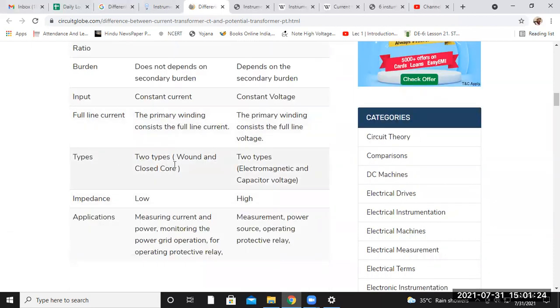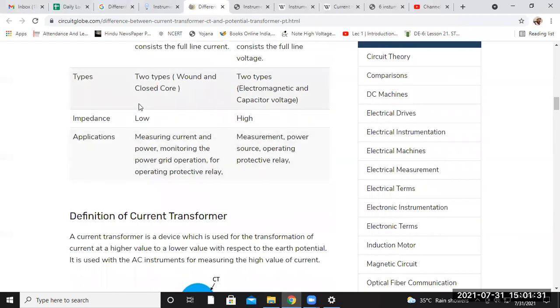Types: there are two types, wound and closed core. For the potential transformer, two types, electromagnetic and capacitor voltage. Impedance: it has a low value of impedance in the current transformer. In the potential transformer, the impedance will have a higher value.